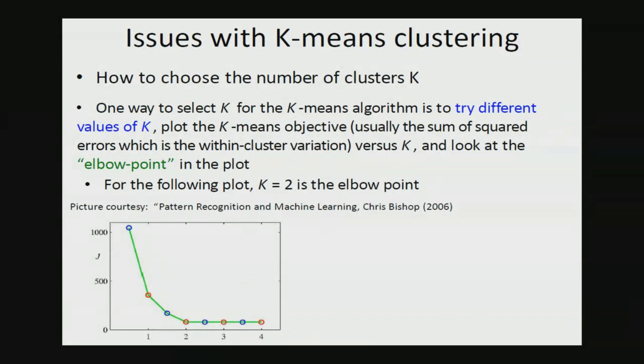Any questions? Your sum of squared error is the sum of the distance between each sample and the center that sample was assigned to. The within-cluster variation. Yeah, it's basically for each cluster. It's basically the Euclidean distance. Yeah, it's the sum over all the pairwise Euclidean distances.